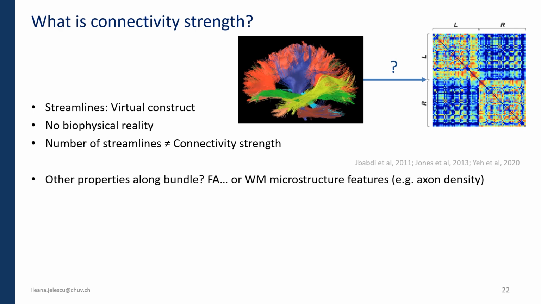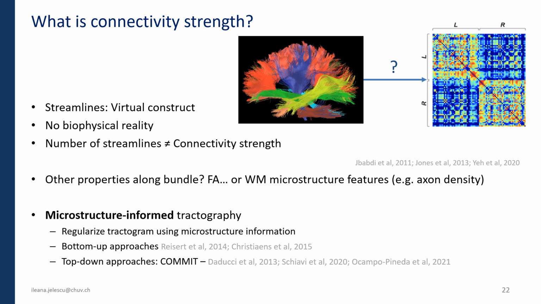So people have suggested using other properties along the bundle to characterize this connectivity strength. Traditionally, perhaps fractional anisotropy, but more recently also white matter microstructure features such as axon density that can be integrated along the bundle and therefore give some measure of connectivity strength. But most importantly, these microstructure metrics can be used to perform so-called microstructure-informed tractography. This means that you can regularize your tractogram using this microstructure information. And for this, you have either bottom-up or top-down approaches that I won't detail in this lecture, but will likely be covered in the rest of the course.